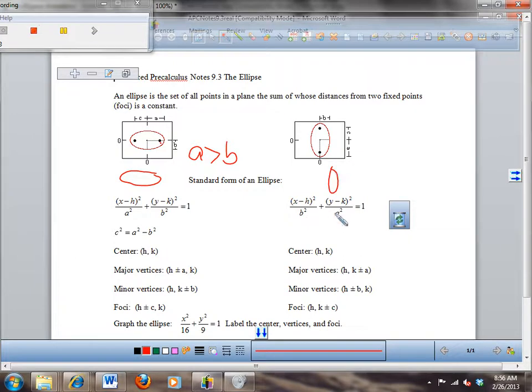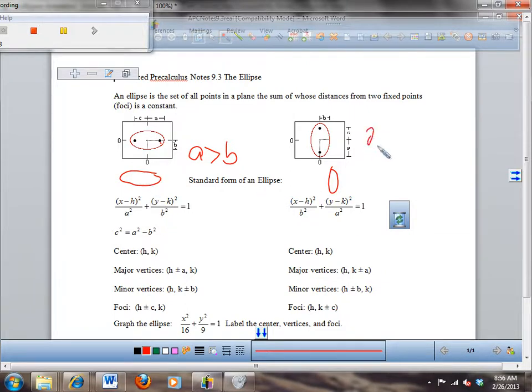Wait, you just said if B is smaller than A, but B is always smaller. Yes, but if B comes first, so if B is under the X, then your ellipse is going this way. So if the smaller number is under the X, then it's going this way. If your smaller number is under the Y, then it's going this way.